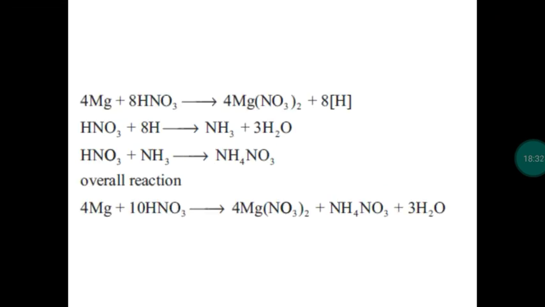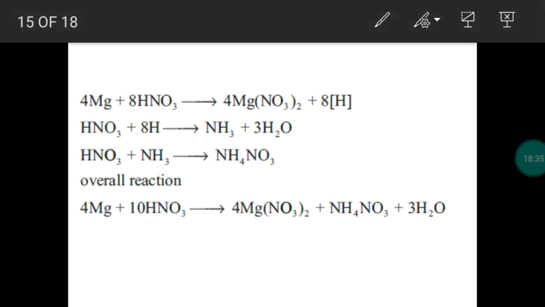Next example, reaction of nitric acid with magnesium. So here we take concentrated nitric acid. Magnesium reacts with concentrated nitric acid. It provides nascent hydrogen. So this is a primary reaction. Then the formed nascent hydrogen combines with the reactant HNO3. It provides the secondary product ammonia with the liberation of water. The formed secondary product ammonia combines with the reactant HNO3. It provides the final product ammonium nitrate. So we write the overall reaction.